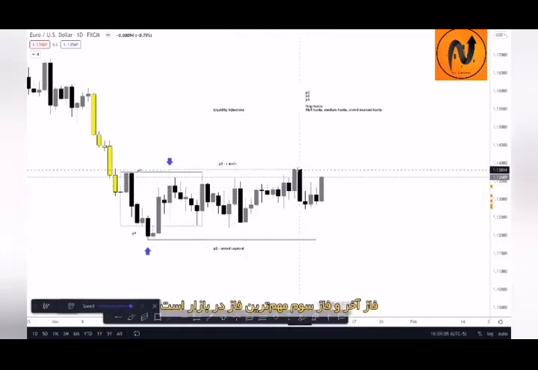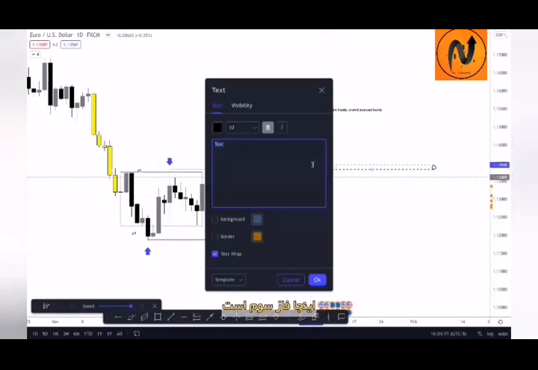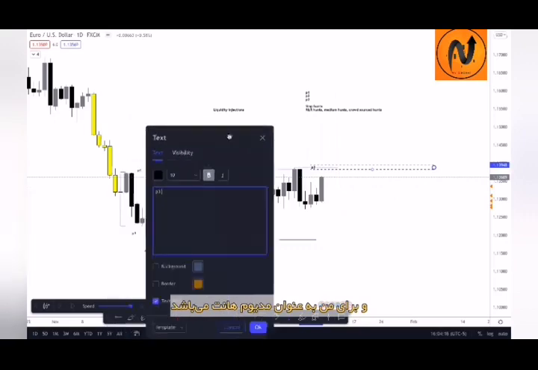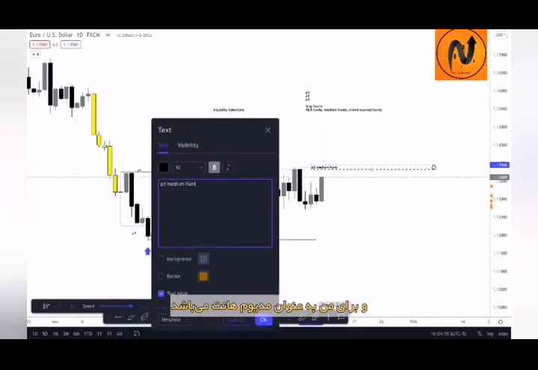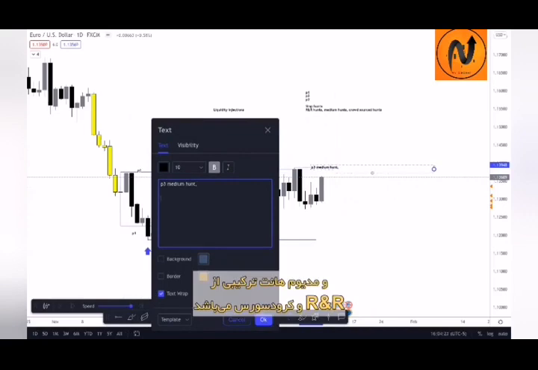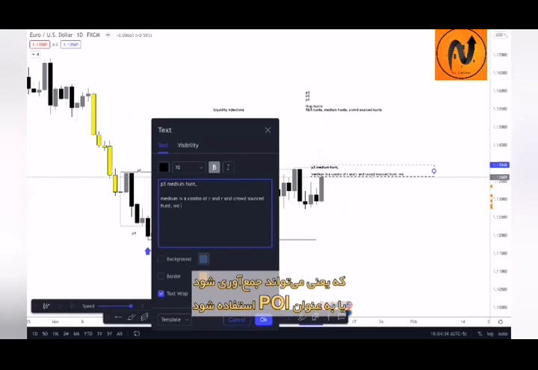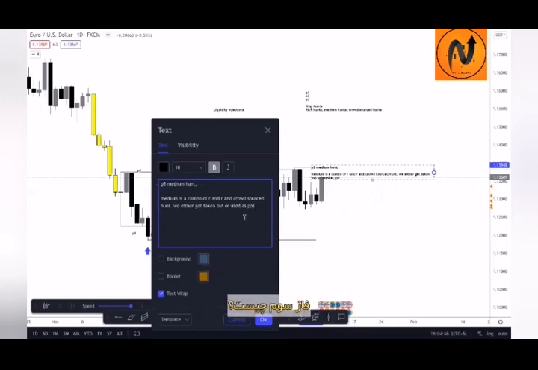Our last phase, which is phase three, is generally the most powerful phase in the market. Right, this right here would be phase three. And it looks to me that this would be a medium hunt, right? A medium hunt is a combo of R&R and a crowdsourced hunt. This basically means we either get taken out or used as a POI.